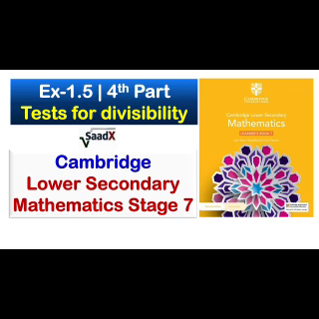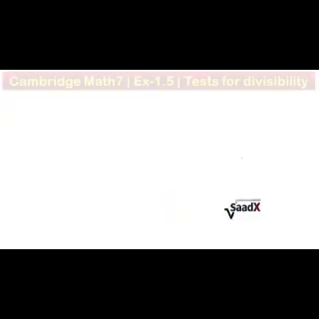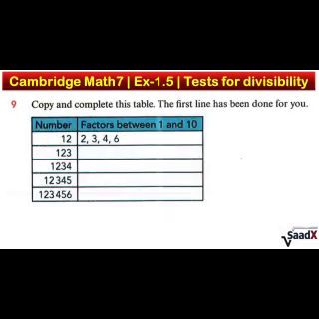We are going to start the fourth part of exercise 1.5, which is tests for divisibility. Today we are starting number 9, where it says copy and complete this table. The first line has been done for you. Let's start. What does this table mean?